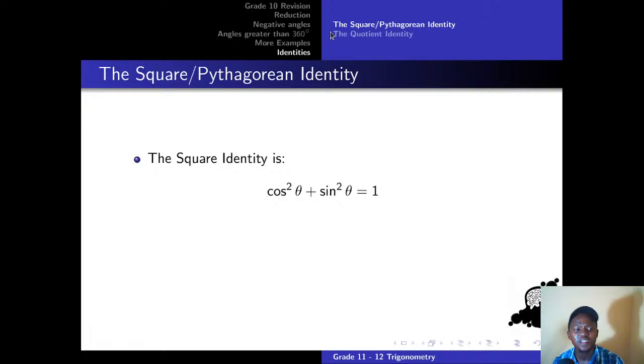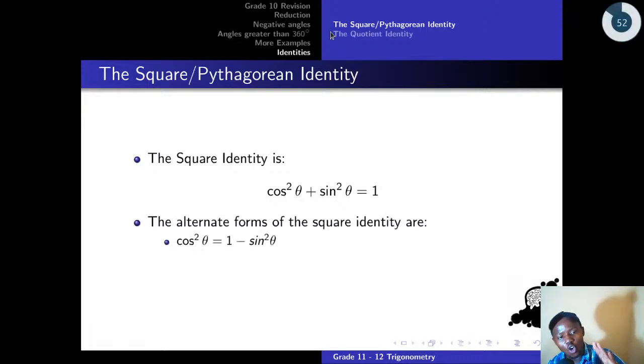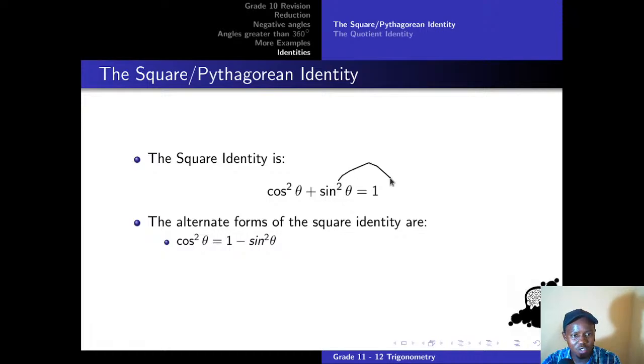From this rule, we can conclude that cos squared theta equals 1 minus sine squared theta. We get that by taking the sine squared theta to the other side of the equal sign, it becomes negative, and hence we've got 1 minus sine squared theta. Again, if we take the cos squared theta to the other side of the equal sign, we will then get an expression for sine squared theta, whereby sine squared theta is given as 1 minus cos squared theta.